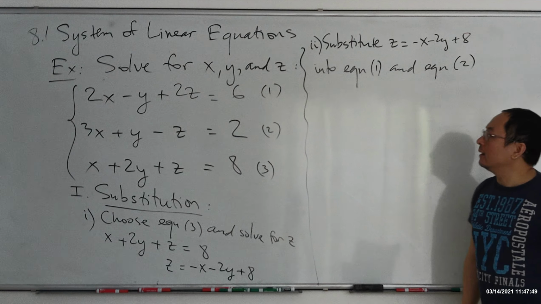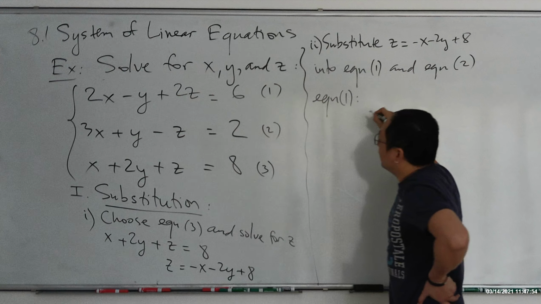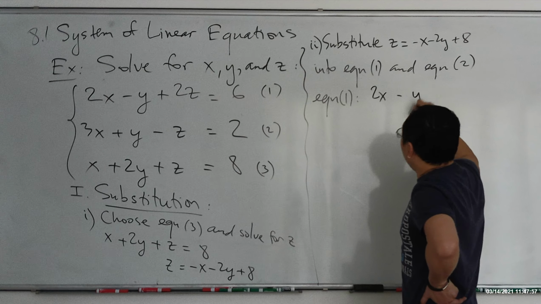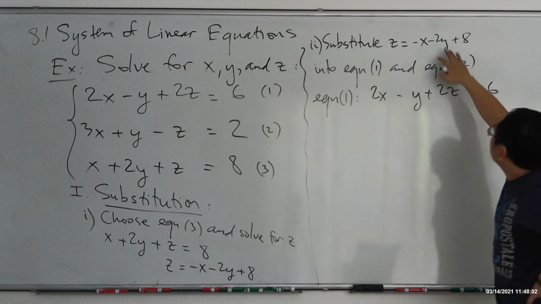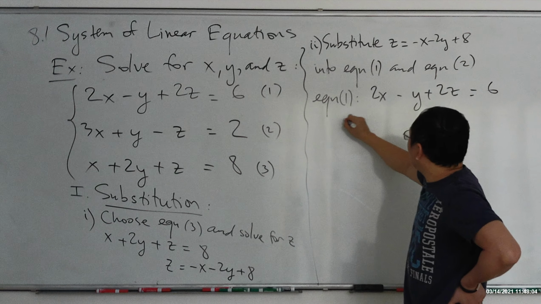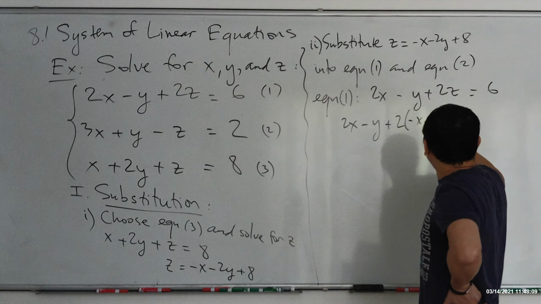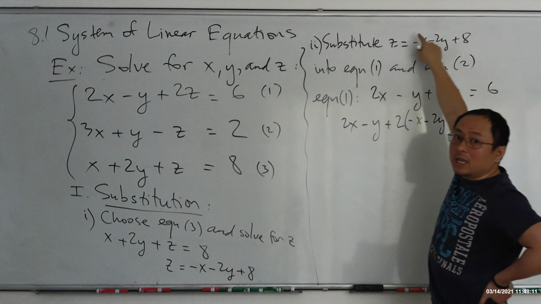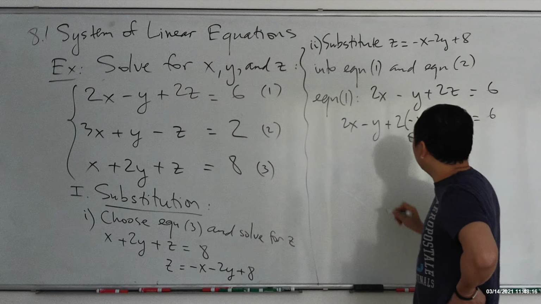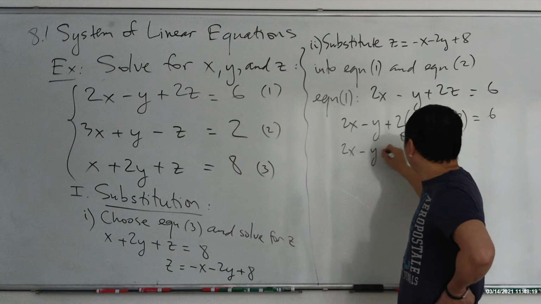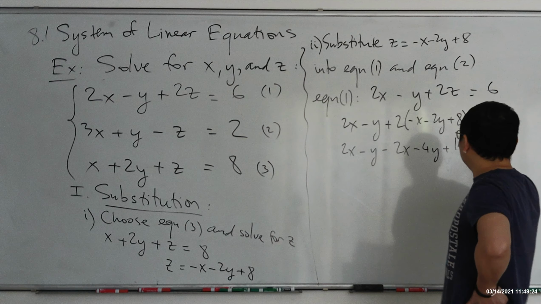Okay? Let's start with equation 1. Equation 1, we have 2x minus y plus 2z equal to 6. So I replace z by what I have in terms of x and y. So I got 2x minus y plus 2 times negative x minus 2y plus 8, because I know that z is negative x minus 2y plus 8, equal to 6. And then simplify. You got 2x minus y minus 2x minus 4y plus 16 equal to 6.